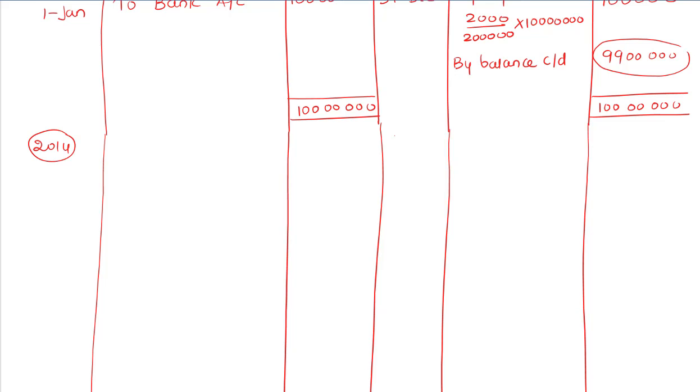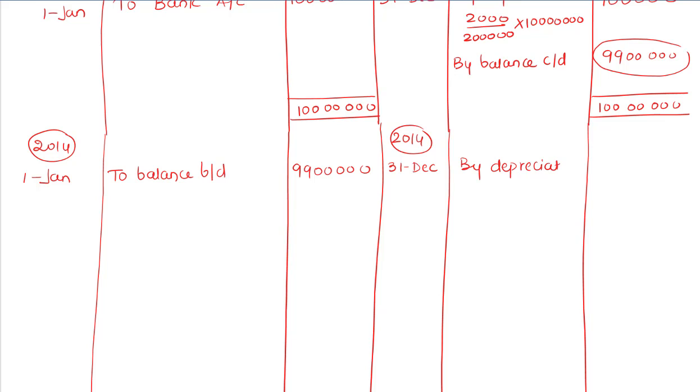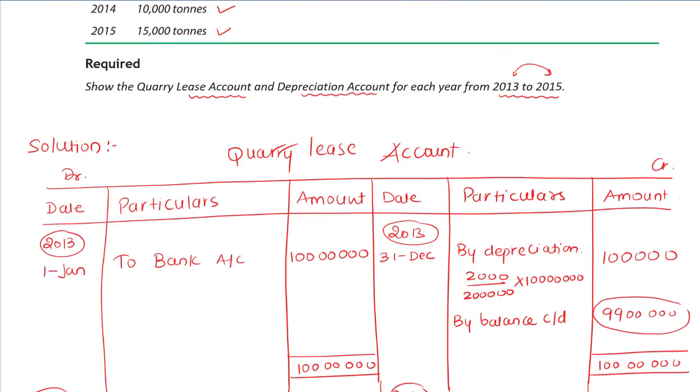Year 2014. 1st January, to balance brought down 99 lakhs. 31st December, by depreciation.